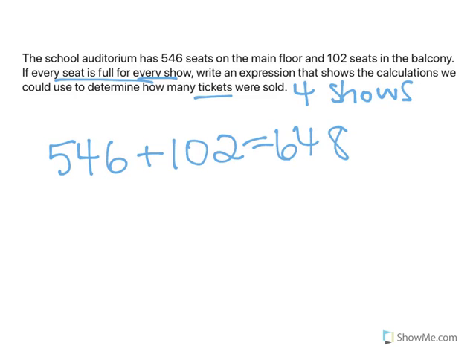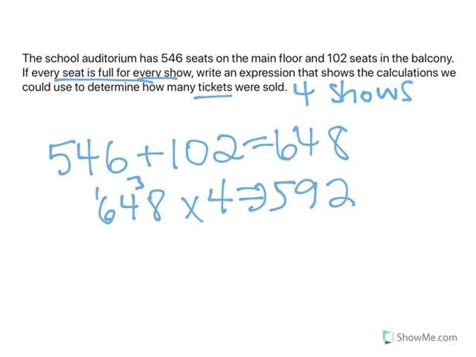So again, similar to the cupcakes, after we found the total number of seats, we need to multiply that by the total number of shows. So altogether, there were 2,592 tickets that were sold. But again, they want an expression that shows the calculations that we used. So the first operation that we used was addition, and then the second operation we used was multiplication.